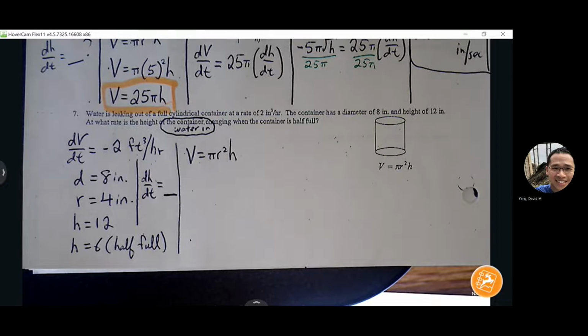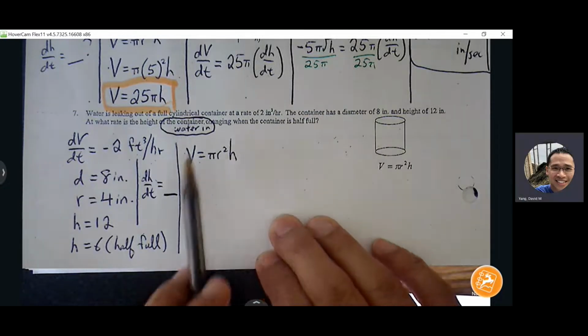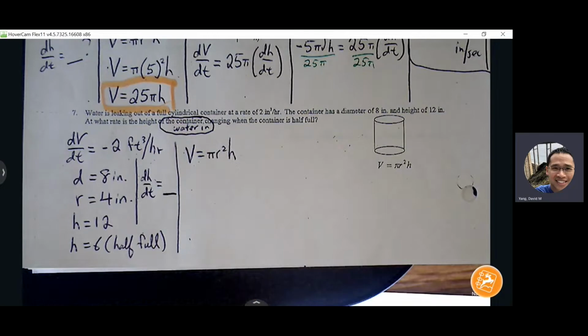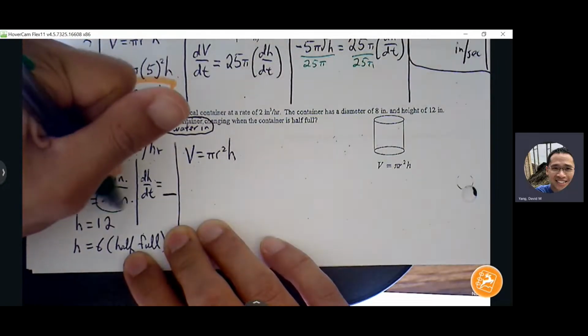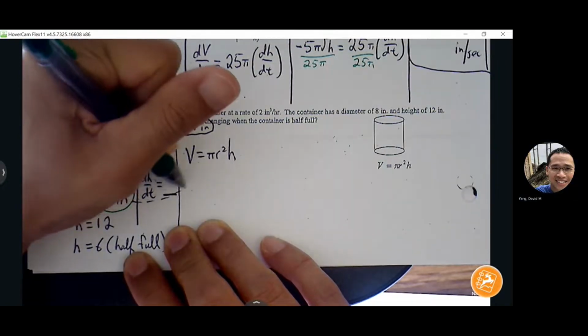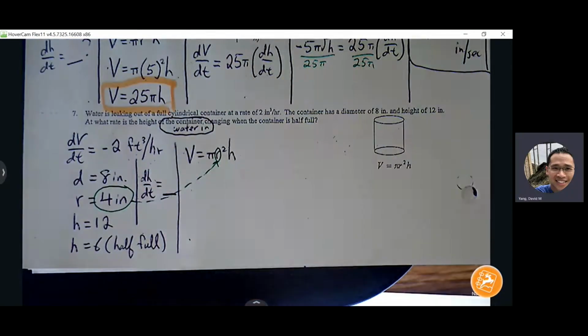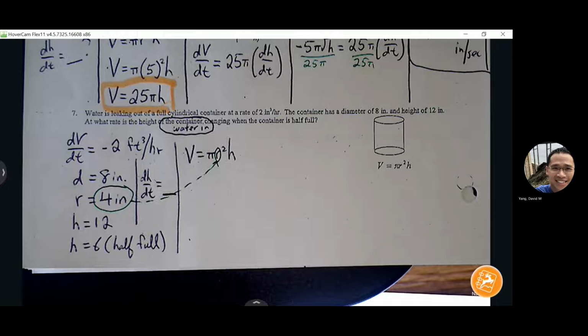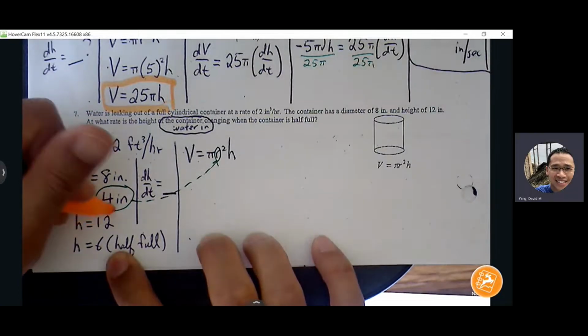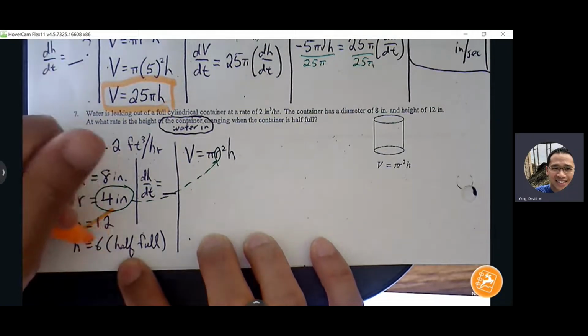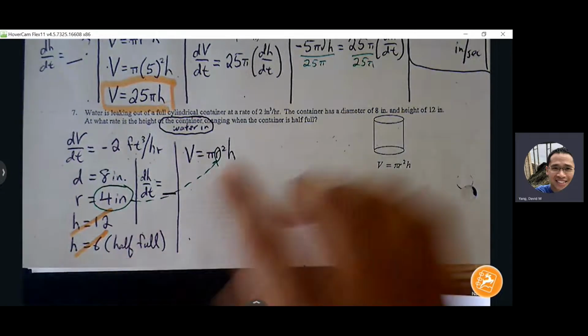Okay. Now, looking at this equation here, what substitution can we make? The 4, right? The 4 can go in for that radius. That's the only thing that we want to replace, right? What information here is just not needed for this problem? Either of the heights, right? Doesn't matter what the height of the container is. It doesn't matter how much water there is in it, right?